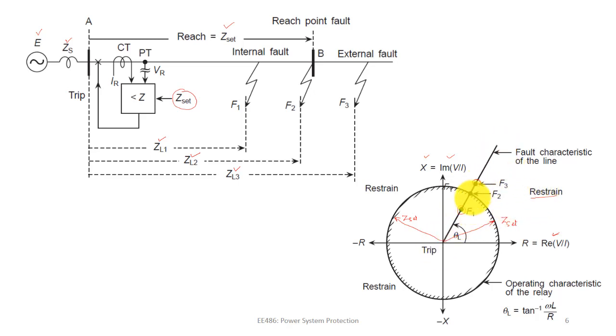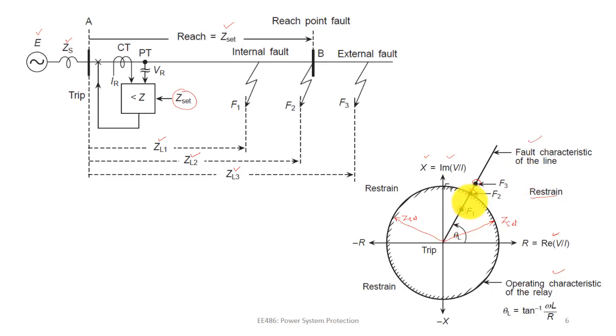And this is your fault characteristic. If we mark F2, it will be exactly on the circumference of the circle, where the fault characteristic is crossing the circle. So that is at the verge point where the relay starts its operation, the verge of operation. This circle is the operating characteristic of the relay, and this straight line is known as the fault characteristic line of the line.